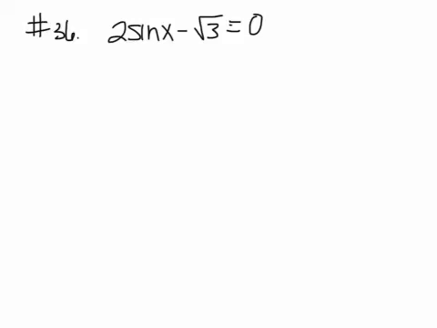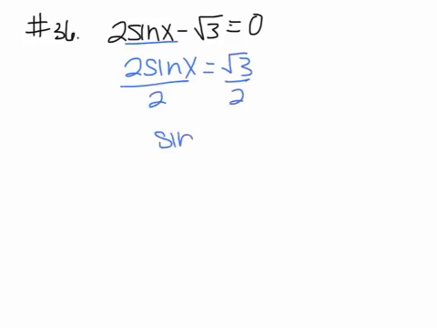We're going to solve. So the first thing we're going to do is our goal is to isolate sine of x. So I have 2 sine x equals rad 3. Divide both sides by 2. And I'm looking for, on the unit circle, where is the sine of x rad 3 over 2?